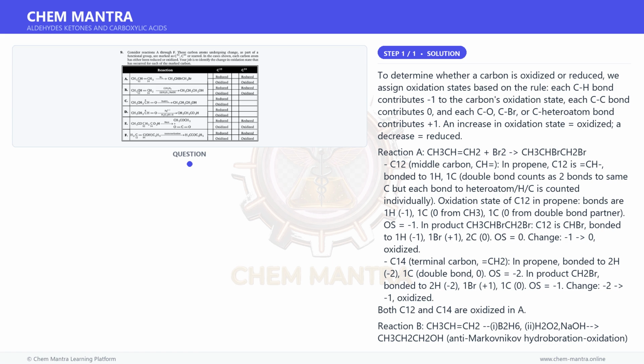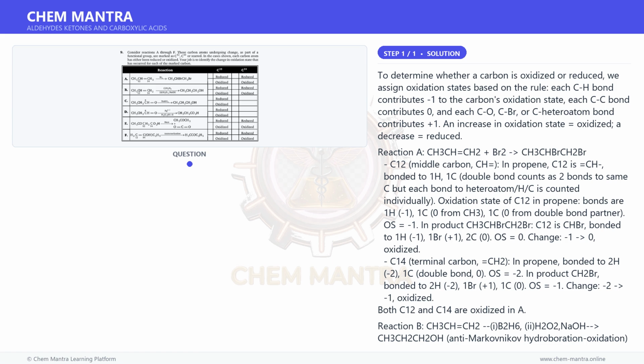Reaction E: CH3COCH2CO2H, heat, gives CH3COCH3 plus CO2. C12 is the CH2 between the two carbonyls, bonded to 2H, -2, and C, 0. OS is equal to -2. In product CH3COCH3, C12 becomes a CH3 group bonded to 3H, -3, and 1C, 0. OS is equal to -3. Change -2 to -3, reduced.